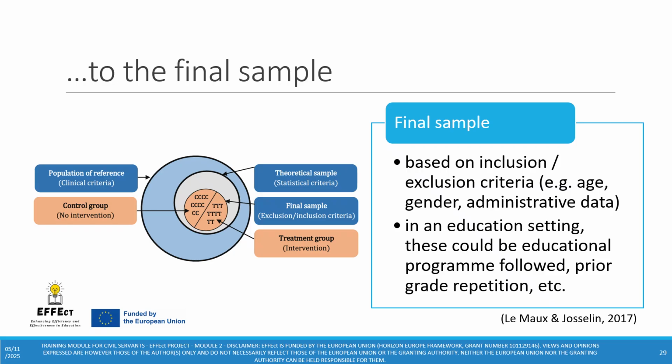We then further narrow down the sample to get the final sample, which is, besides the theoretical sample, also based on inclusion and exclusion criteria, such as the age, gender, and administrative data. And these inclusion and exclusion criteria in an education setting could also be the educational program followed, prior grade repetition, etc. Imagine, for instance, that you want to test the treatment effect of a financial education program, but on students whose major is not necessarily economics or finance. And then this would be another inclusion criteria for a student to be included in your final sample.